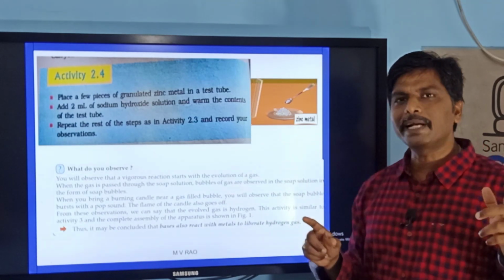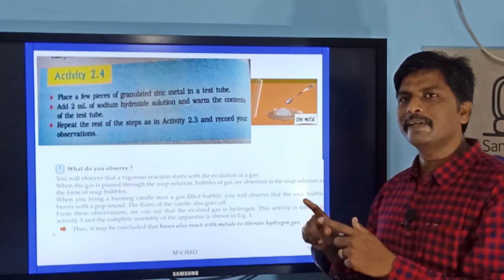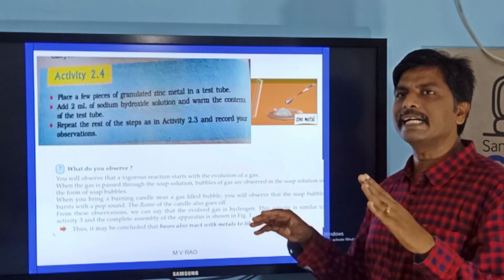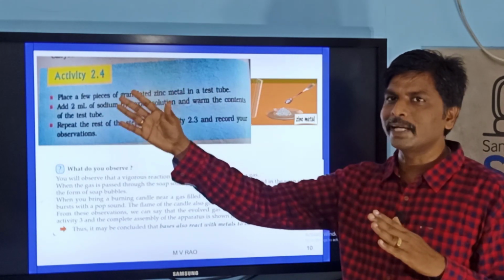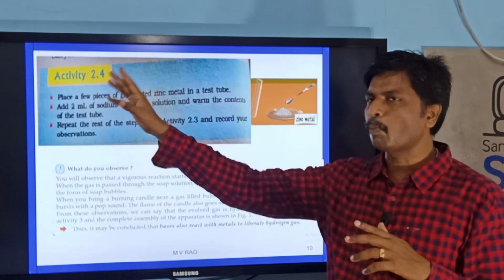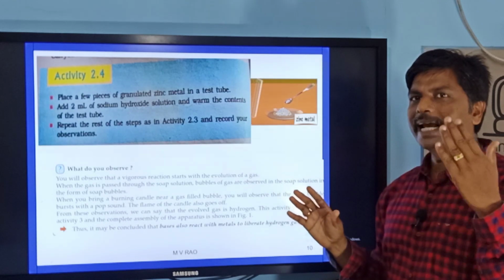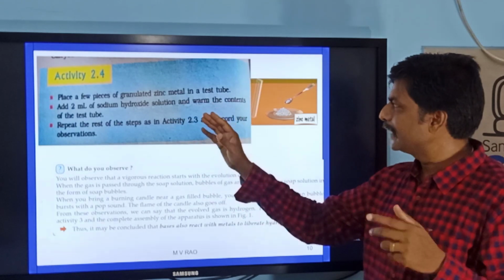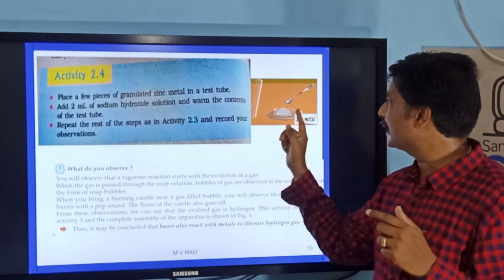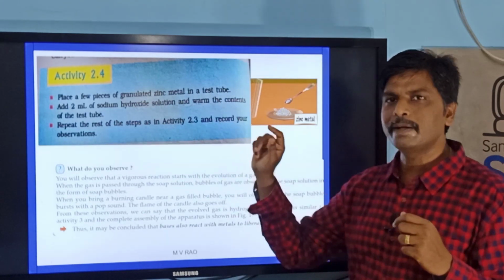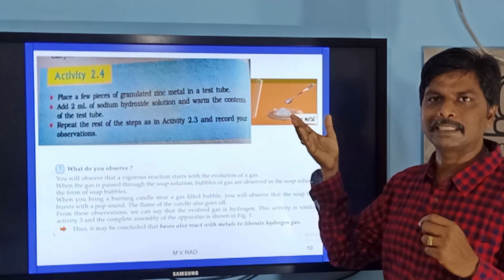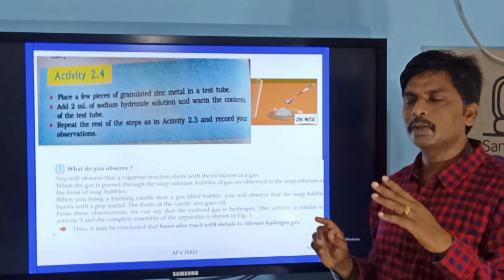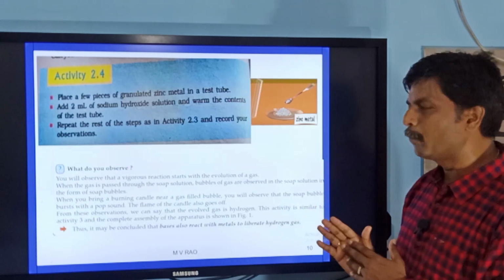Zinc and one more metal, aluminum. These metals react with both acid and base. Not all metals. All active metals react with acids and liberate hydrogen gas, like in the case of activity 2.3. But metals like zinc and aluminum also react with base, sodium hydroxide, and liberate hydrogen gas. Because zinc and aluminum react with both acid and base, these are called amphoteric metals.